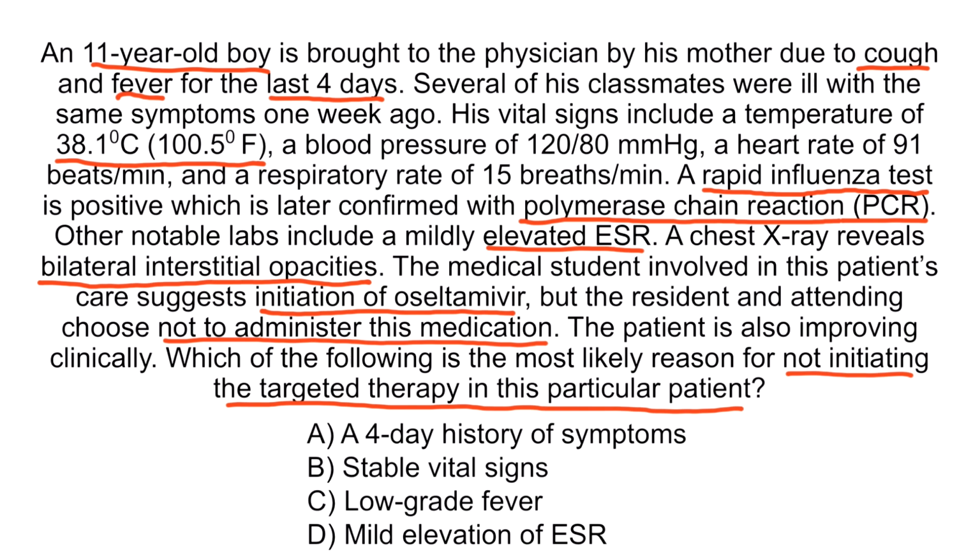Although oseltamivir, which is a neuraminidase inhibitor, can shorten the duration of illness, its efficacy is well documented only if it's given within the first 48 hours of symptom onset. Therefore, the most likely reason for not initiating the targeted therapy in this patient is option A, a 4-day history of symptoms. Nevertheless, it's worth mentioning that if the patient had a severe refractory disease or if he was immunocompromised, then we would consider neuraminidase inhibitors even 48 hours after the onset of symptoms.